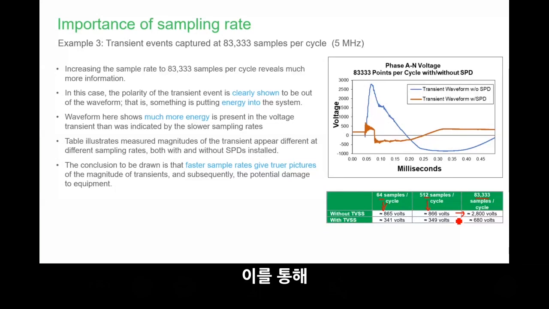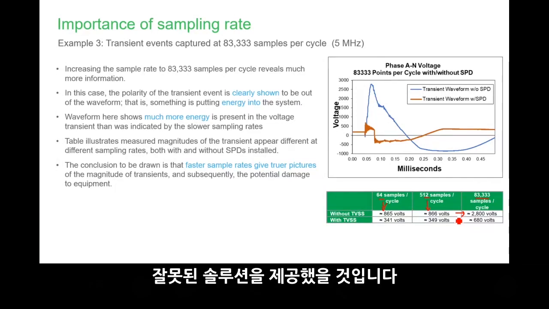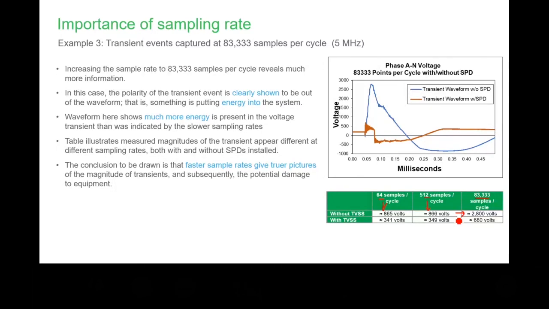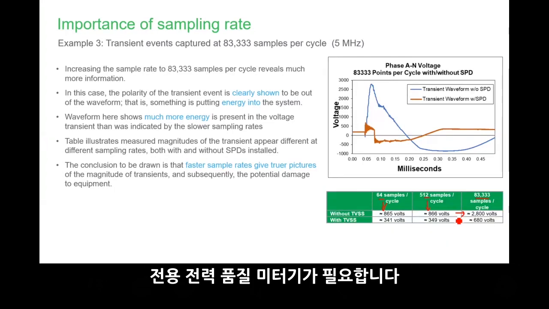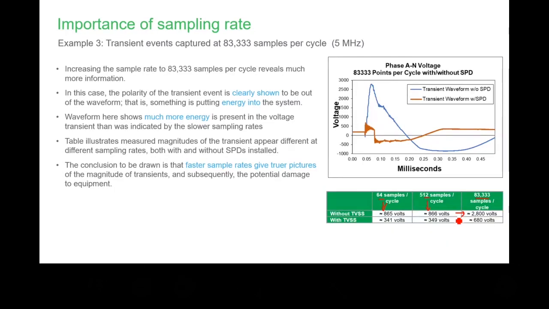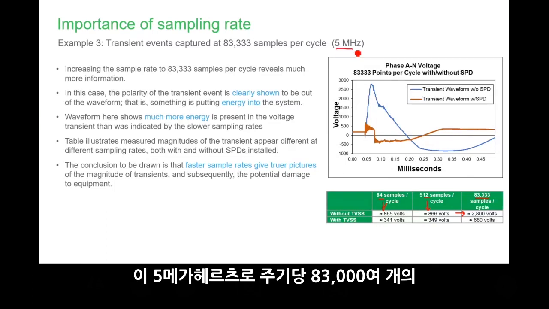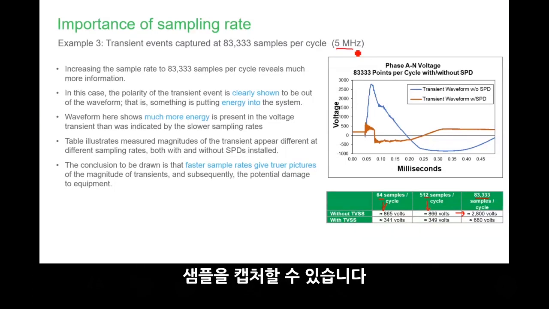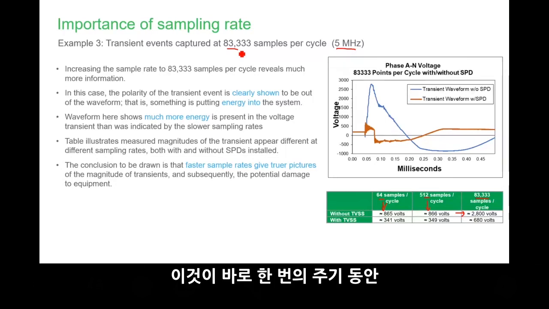So with that, you probably have given the wrong solutions to the customer because your information is not complete. In order to capture the transient, we need a dedicated power quality meter that has transient capture capability. With this 5 megahertz, you are able to capture 83,000 samples per cycle. So this is how much information you have for one cycle.